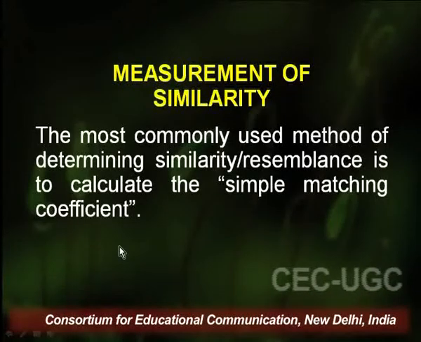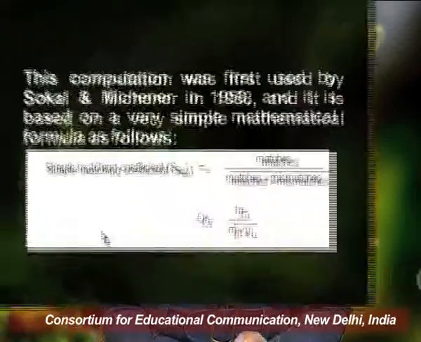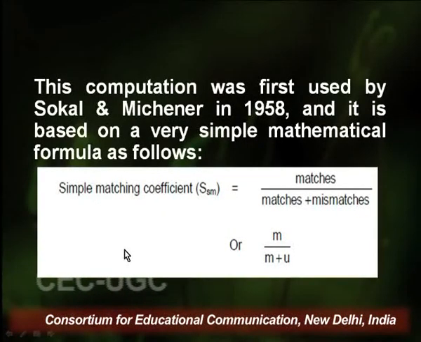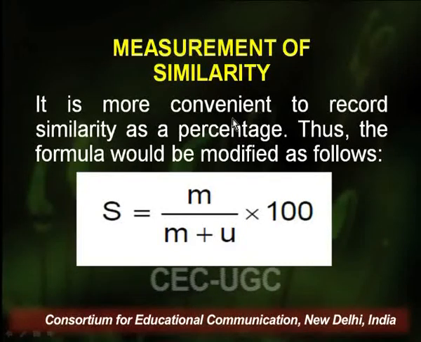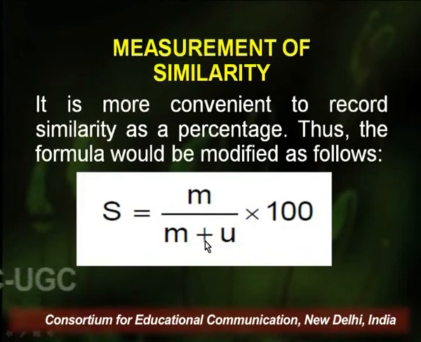Now the most common method used for determining similarity or resemblance is to calculate the simple matching coefficient. How is it done? This computation was first used by Sokal and Michener in 1958, and it is based on a very simple mathematical formula. We calculate the simple matching coefficient with this formula, where we divide the total number of matches, that is the similarity, by the summation of the total number of matches and mismatches. It is better if we calculate similarity as a percentage, and we can use the simple formula in the form of a percentage.